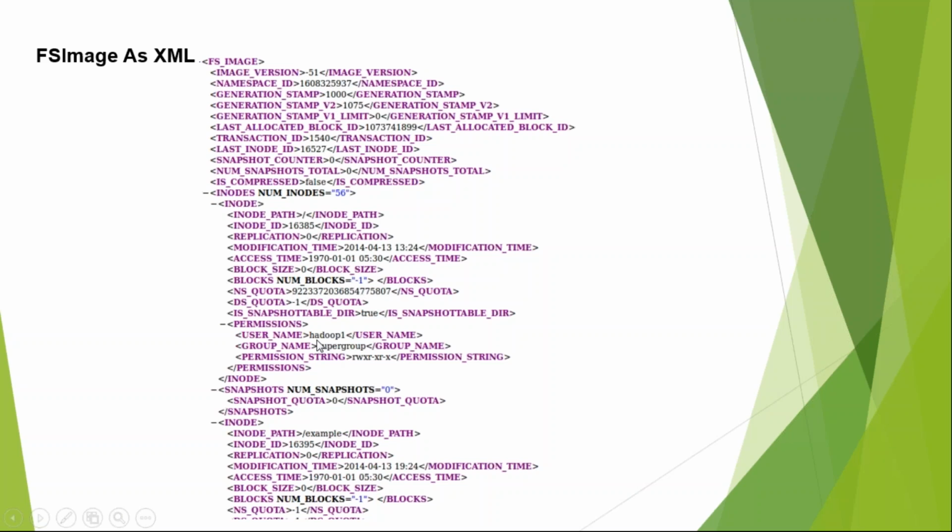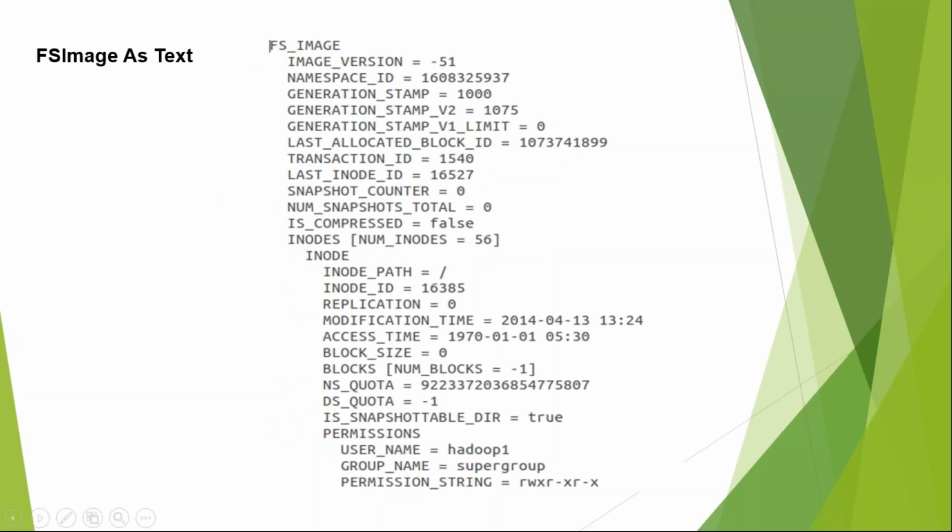If you see here, who is the user, which group he belongs to, whether he has permission or not, and what permission he has. What is the path? The path is slash example, and how many blocks. Information like this will be available in the FS image. So this is the same FS image as text.